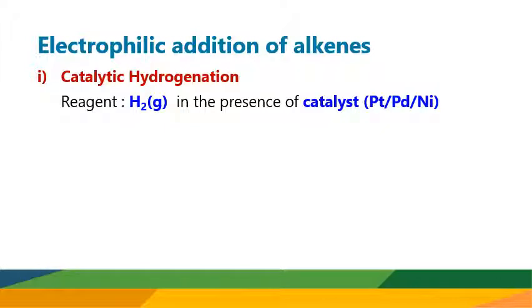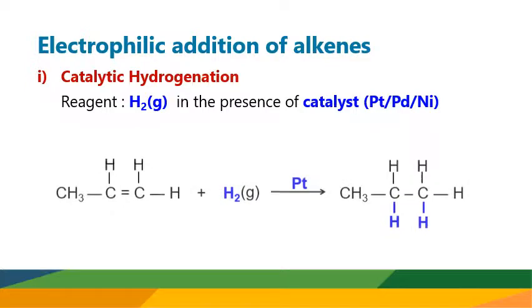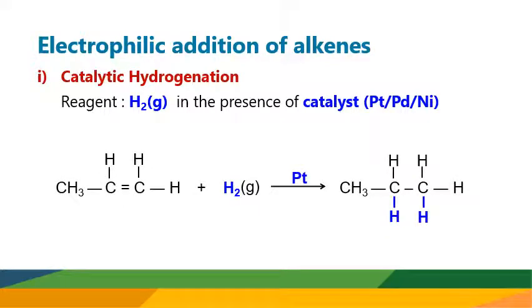The first example of electrophilic addition of alkenes is the reaction of catalytic hydrogenation. The reagent involved in this reaction is hydrogen gas in the presence of a catalyst of platinum, palladium, or nickel. Let's say we have an example of propene. When propene reacts with hydrogen in the presence of platinum, the product formed will involve the addition of hydrogen atoms across the carbon-carbon double bond.